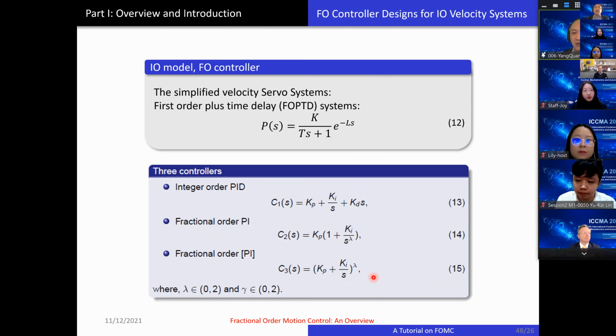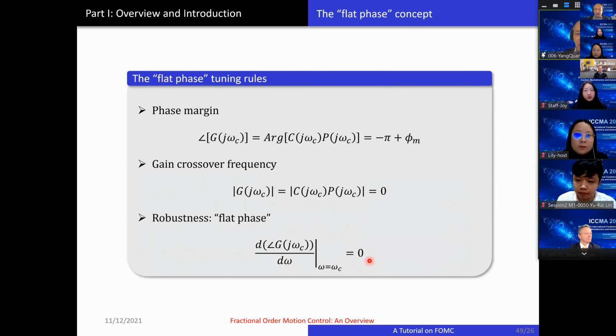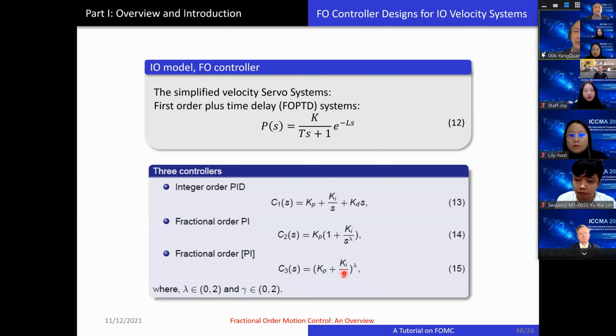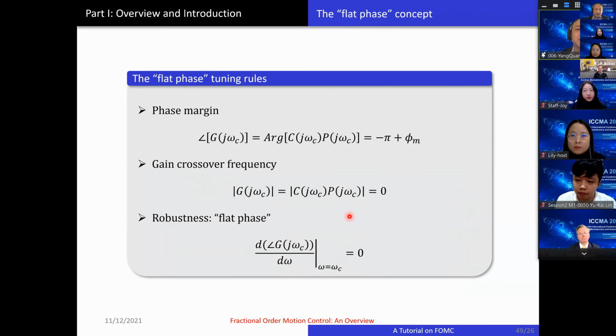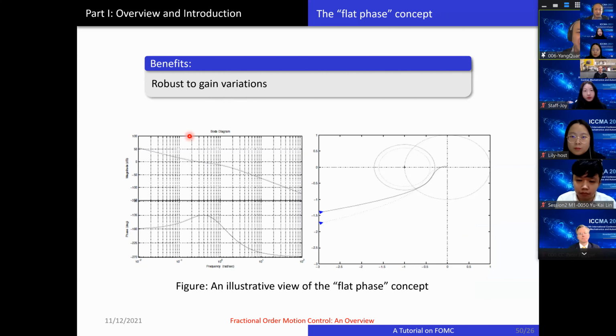So let's see. We want to put design specifications like phase margin, gain crossover frequency, and at gain, the phase is flat at the gain crossover. So these 3 conditions we add as a constraint, so we can solve these 3 parameters, okay? 3 parameters, analytically even. Of course, numerically is fine. So let's do that. So we can achieve this flat phase here. So flat phase here is my gain crossover.